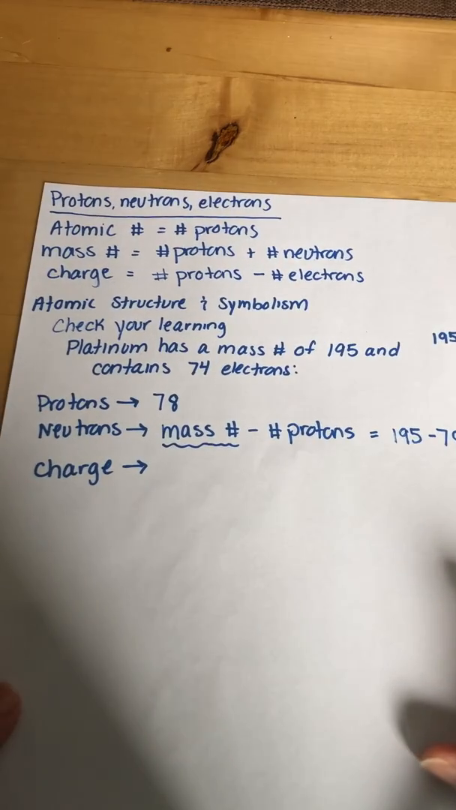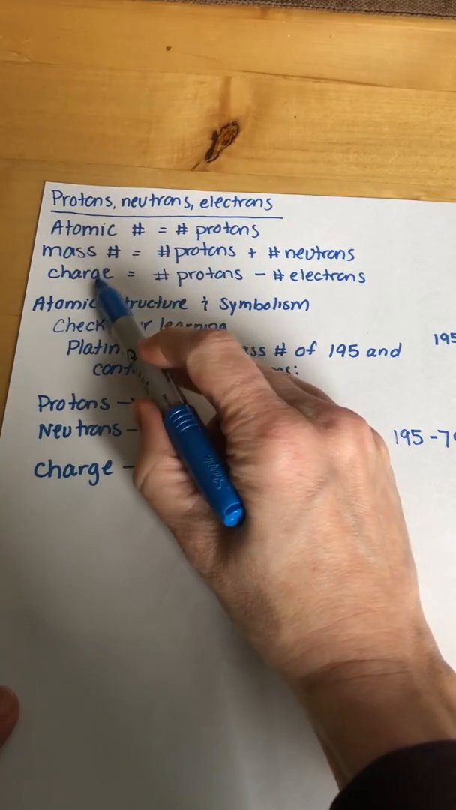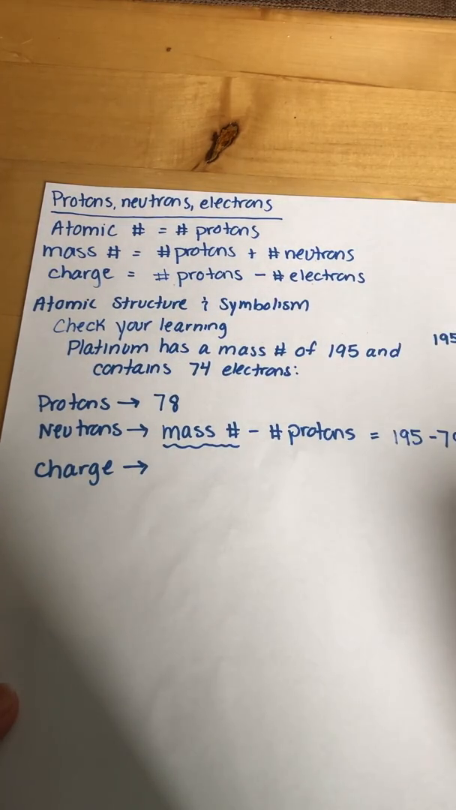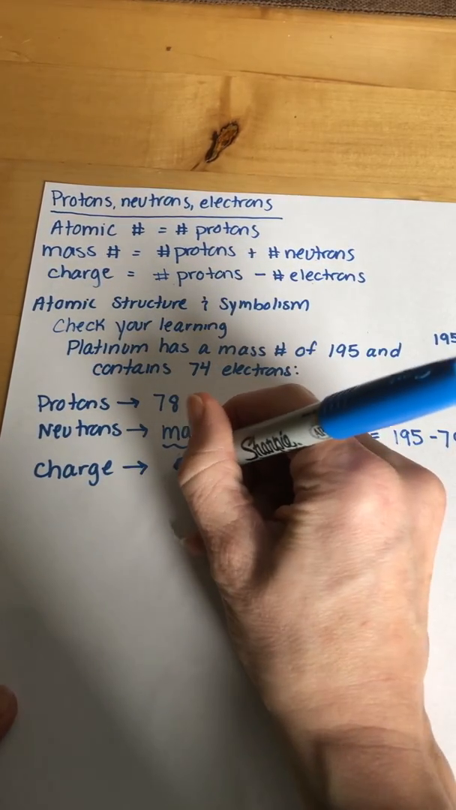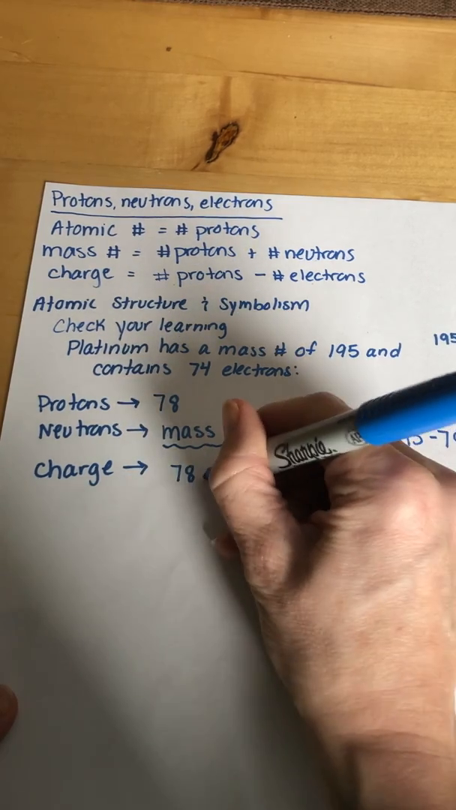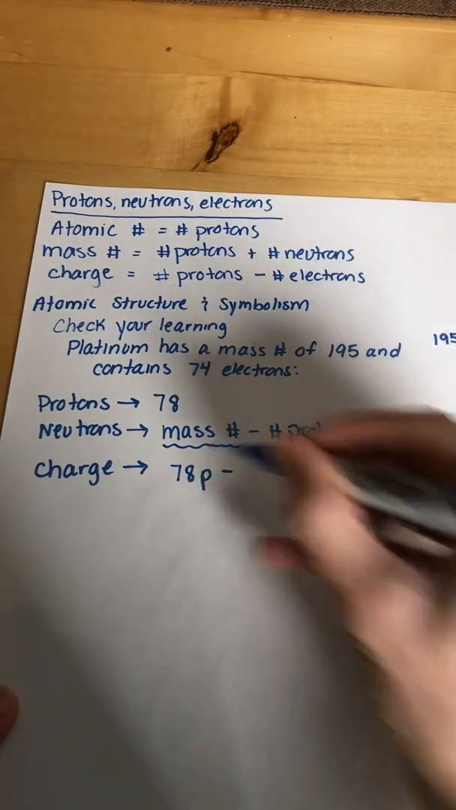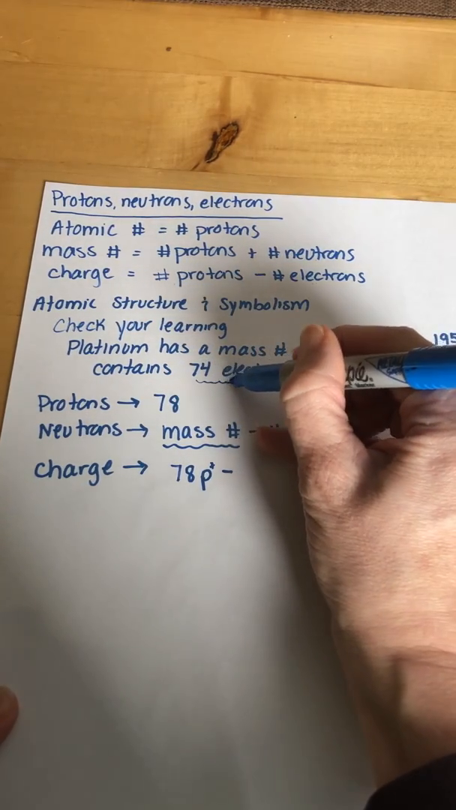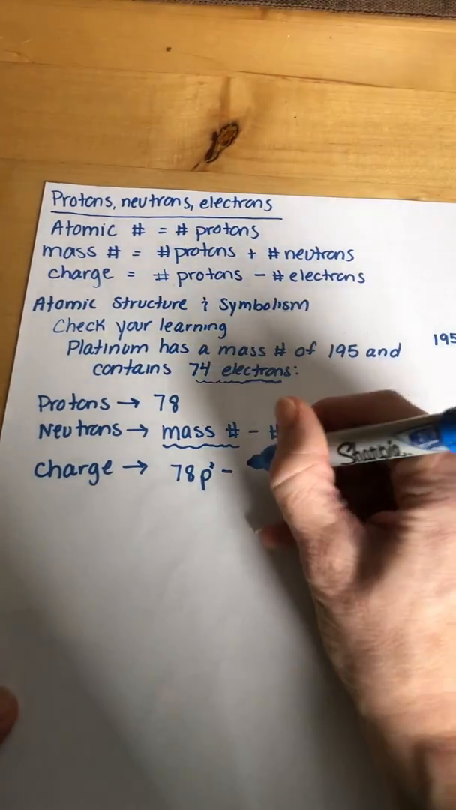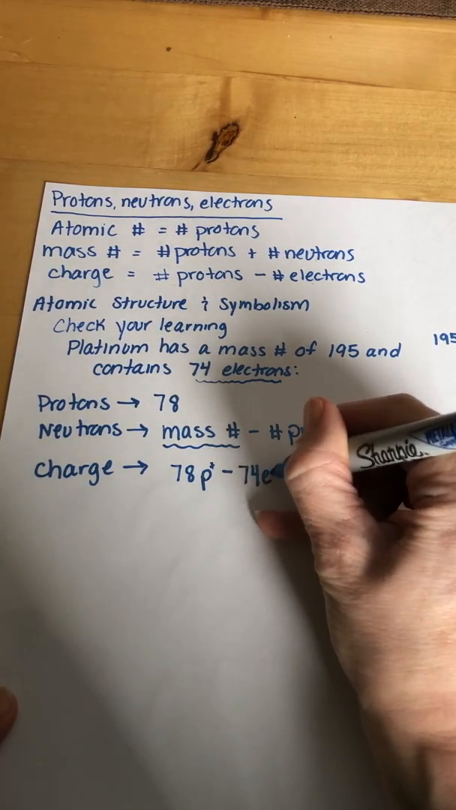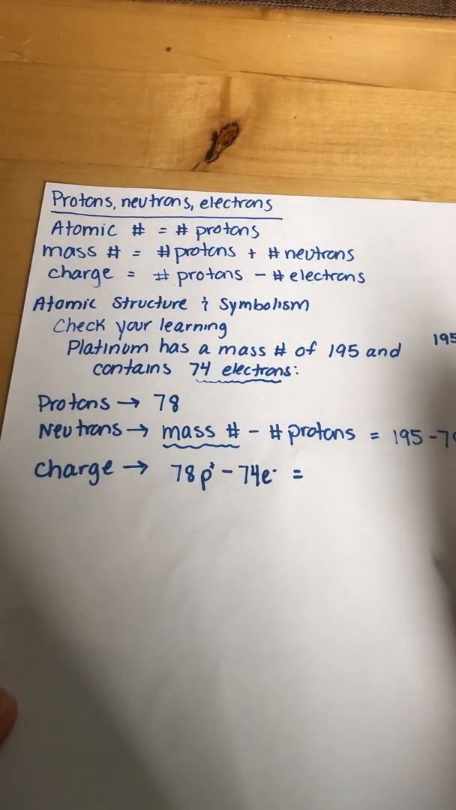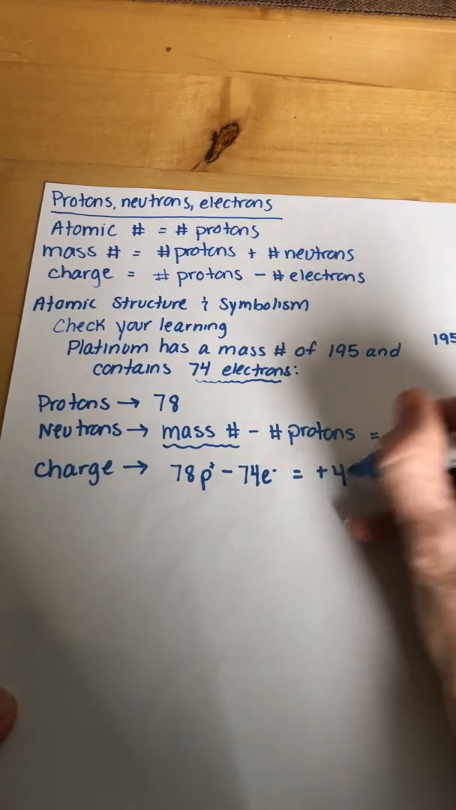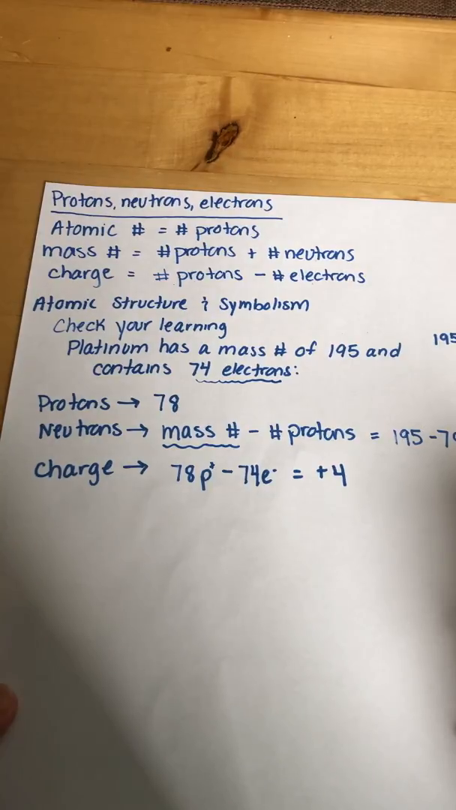All right, last part is charge. The charge is found by taking the number of protons minus the electrons. Since it's platinum, we have 78 protons, and we subtract the number of electrons, which we are given in the problem. We are told we have 74 electrons. If I subtract those two, I'm left with a plus 4. So that's going to be my charge.